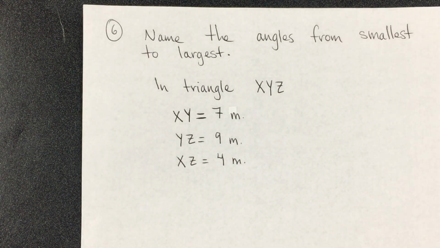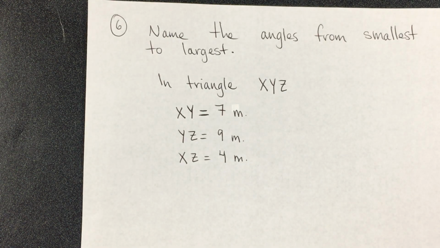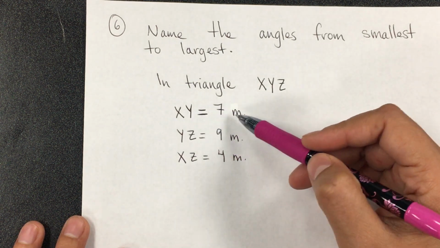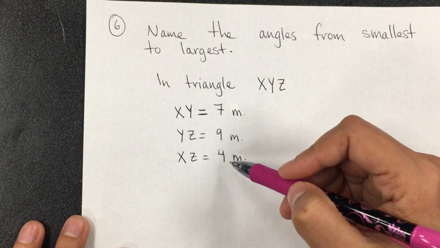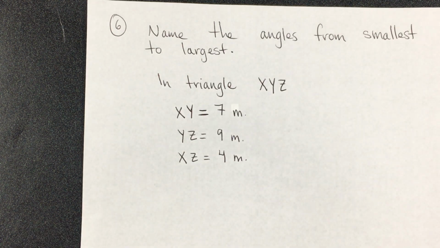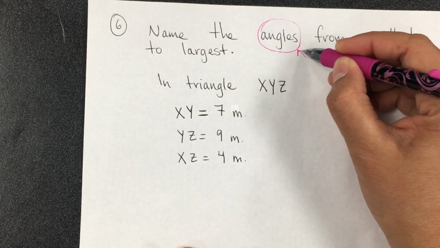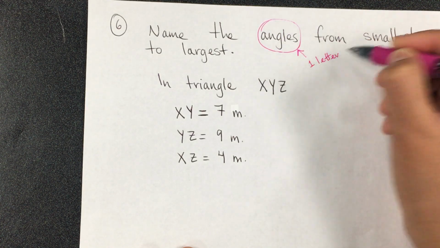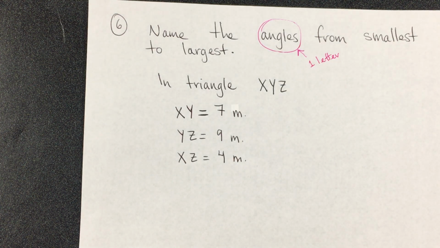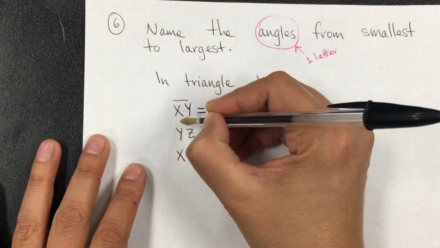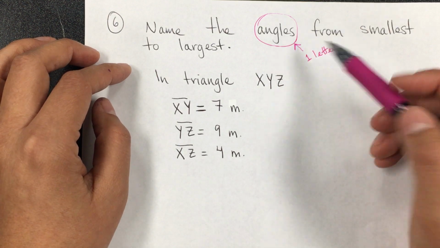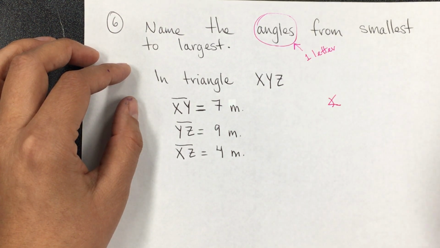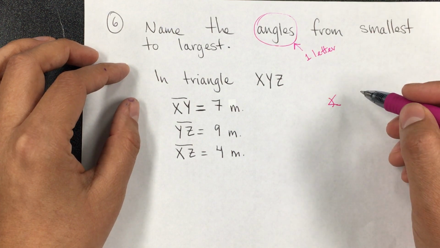Finally, it says name the angles from smallest to largest. In triangle XYZ, XY equals 7 meters, YZ equals 9 meters, and XZ equals 4 meters. So how can I find the angles? We know that angles are one letter, not 2 letters, but 1 letter. Okay? Oh, and remember, this can be with the line segment on top. So the angles are gonna have this symbol, sorry, and it's gonna have only one letter.